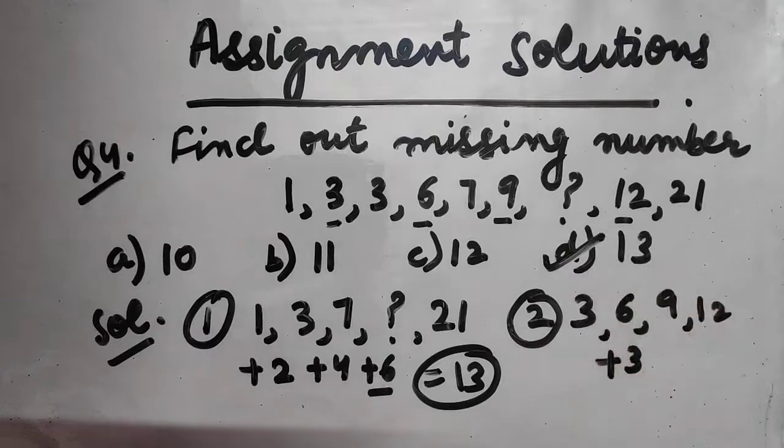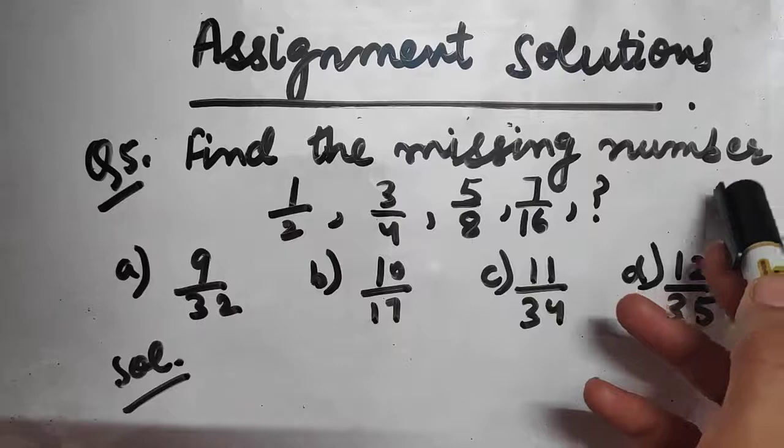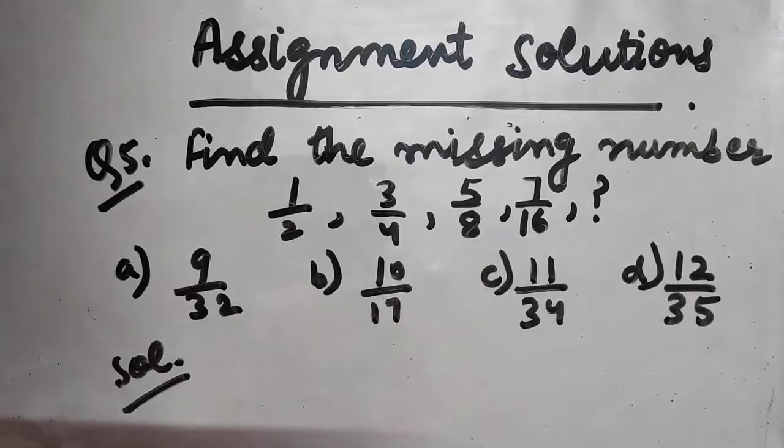So D option is the correct option. Question number 5. Find the missing number. This is the sequence given to us.